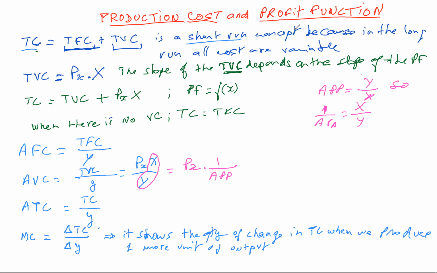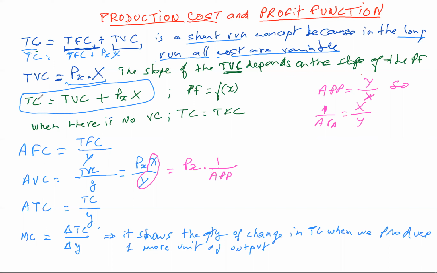It is a short run concept because in the long run, all costs are going to be variable. So there's a different way to express this. We can also put total cost equals total fixed cost plus px times x. And so that's a different way to express the total variable cost. Actually, I have it here.